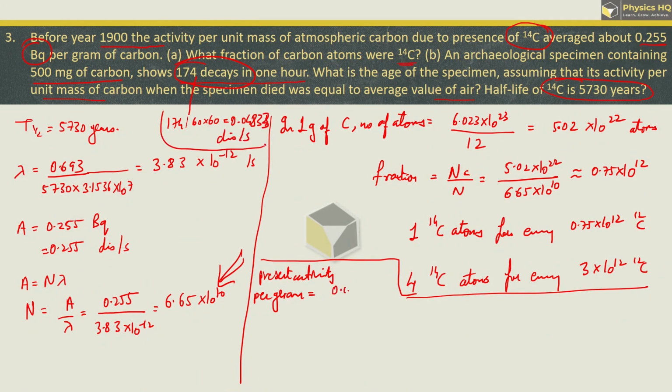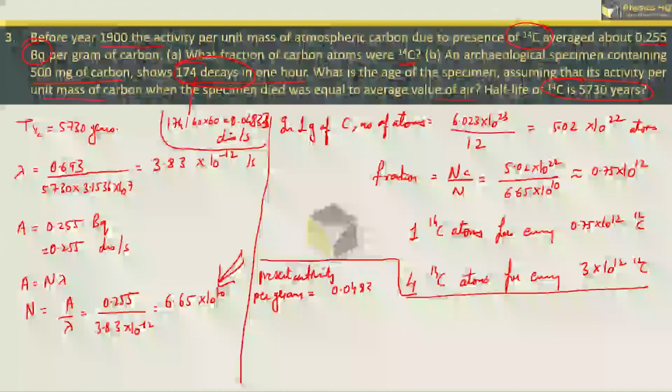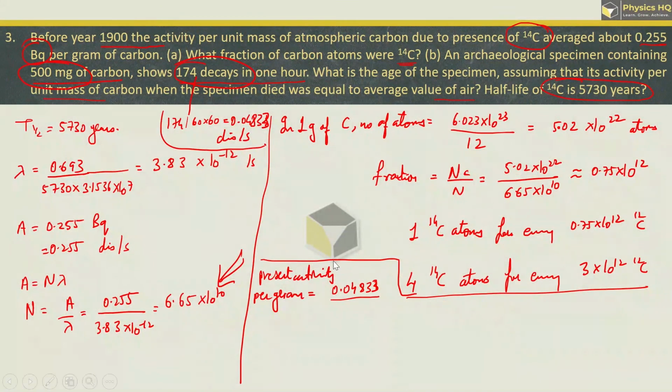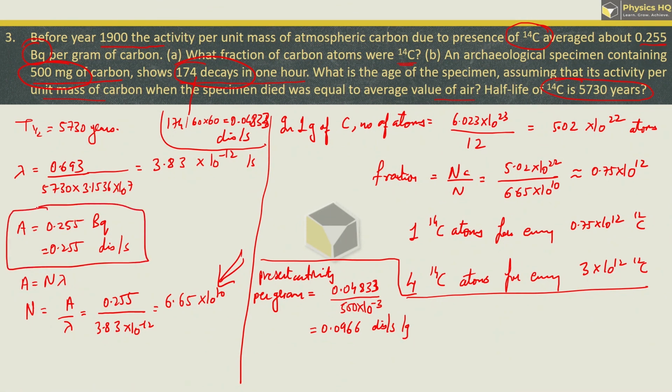So this will be 0.04833. This is the activity for the given weight. So we will divide this by 500 milligram. So we will have activity per gram. So this comes out to be 0.0966 recurring disintegrations per second per gram. And the initial activity they have already given over here, A0, which is 0.255 disintegrations per second per gram.